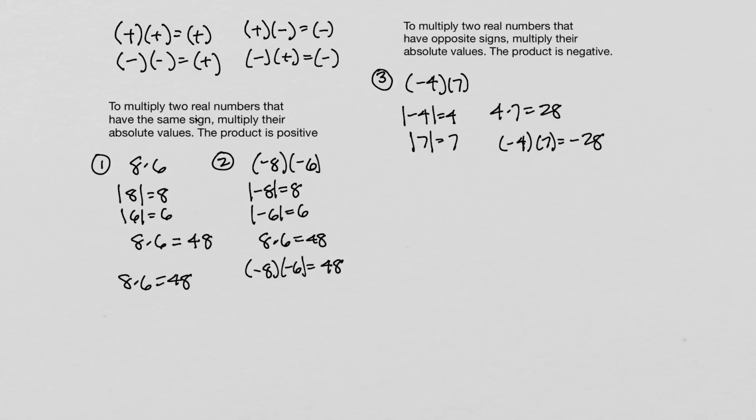Let's try another one here. Let's go with number 4, and let's try this. How about 6 times negative 3? So we'll have a positive number times a negative number. So what do we do? We multiply their absolute values. So let's get their absolute values. The absolute value of 6 is 6. Absolute value of negative 3 is 3. We'll multiply the absolute values. 6 times 3, that'll give us 18. But the product, remember, is negative. So now we'll conclude that 6 times negative 3 is negative 18.